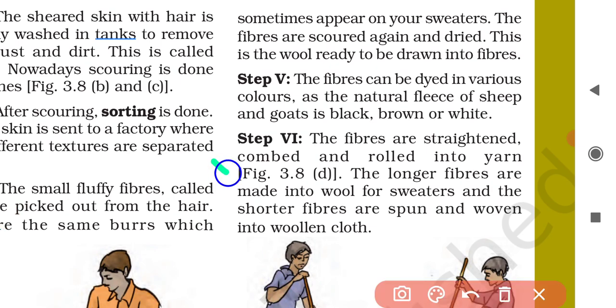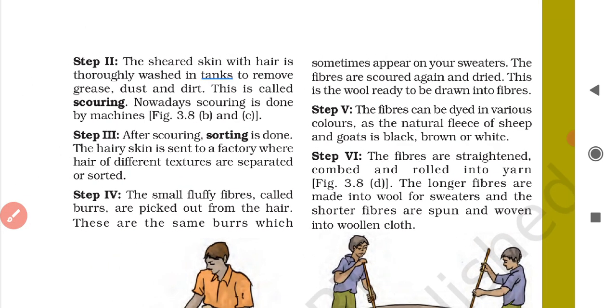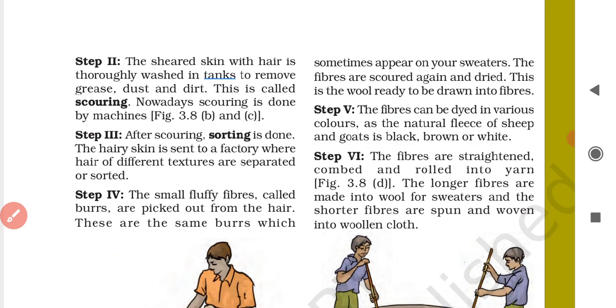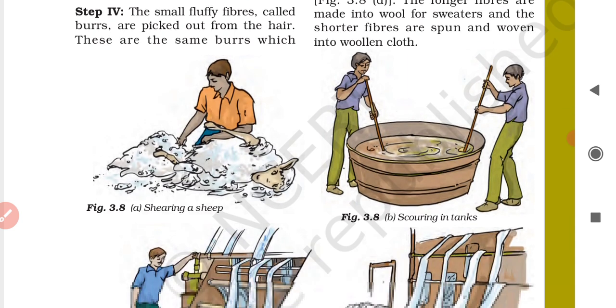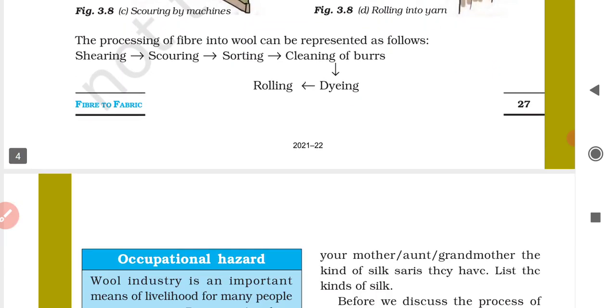What is written here? Step number 6, the fibers are straightened, combed and rolled into yarn. The long fibers are made into wool for sweaters, and the shorter fibers are spun and woven into woolen cloth. Clear? So this is all about how the wool is obtained from the sheep and how the fibers are processed into making wool.